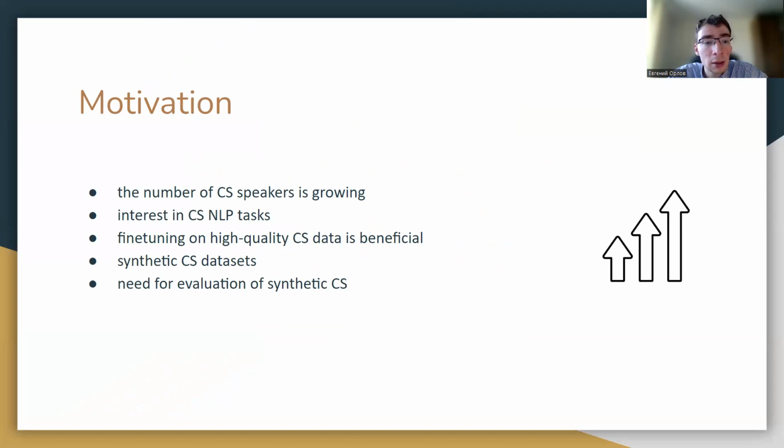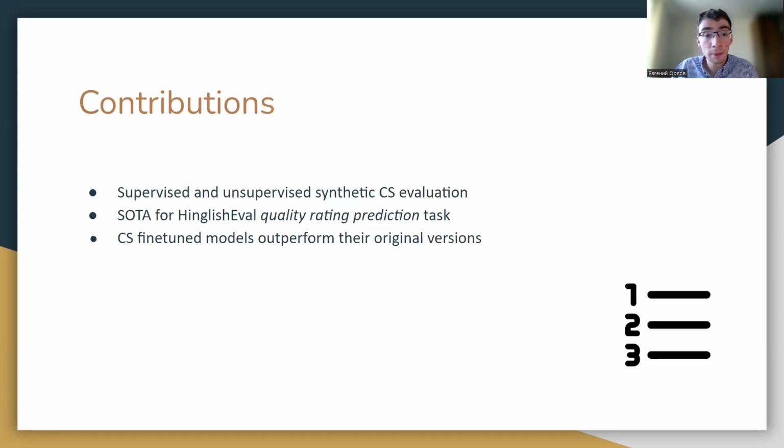And as a result, there has been a rising interest in solving NLP tasks for CS data. It has also been shown that fine-tuning on high-quality CS data is beneficial for the solving quality of those tasks. As big datasets of real code switching sentences aren't readily available, there has been work on developing synthetic CS datasets. And as a result, the task of evaluation of those synthetic code switching datasets is emerging. So in our paper, we approach this task in two setups, supervised and unsupervised.